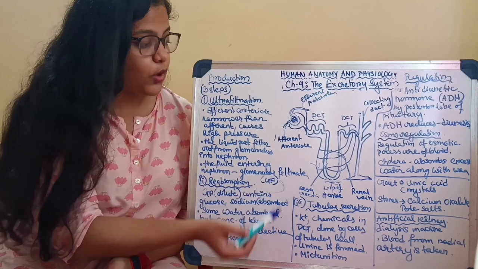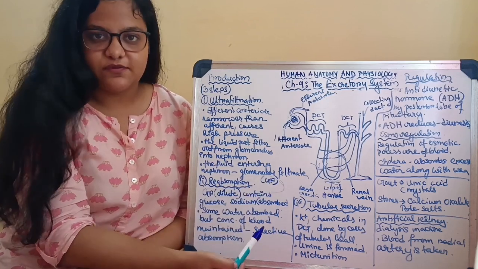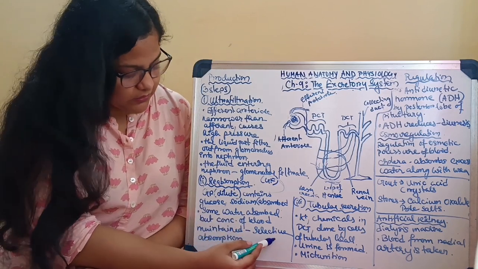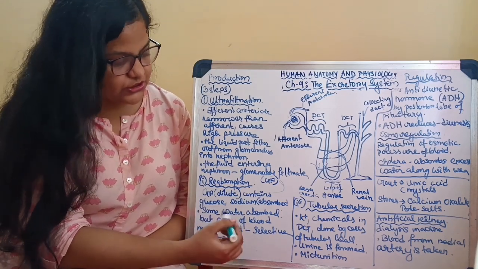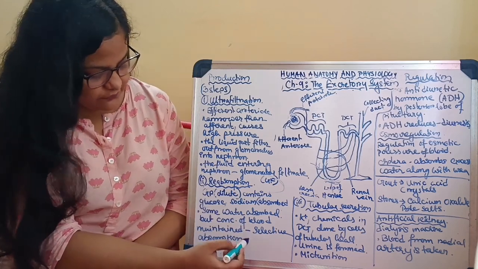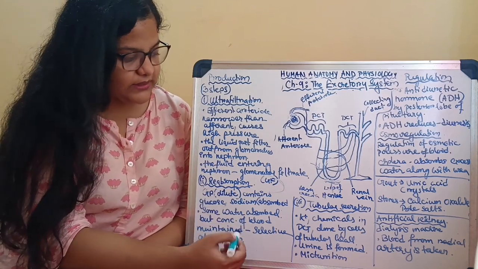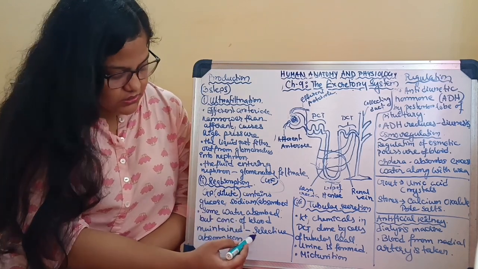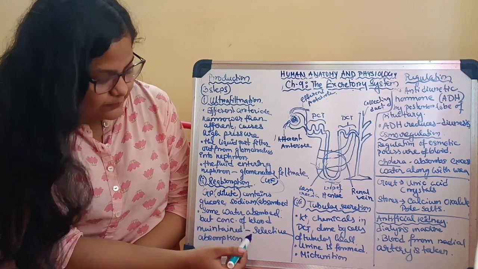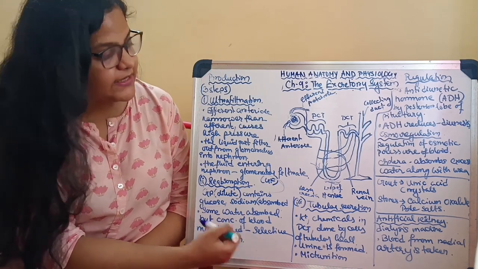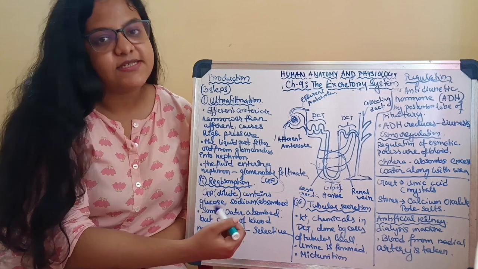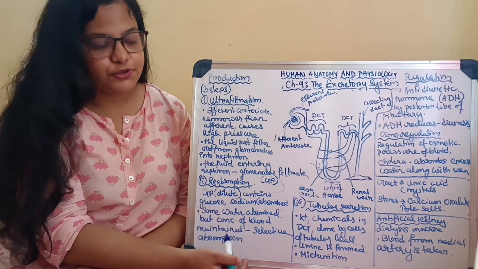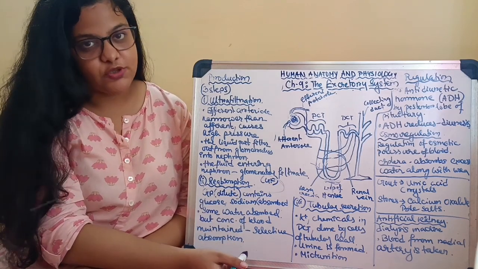Now you will ask, if water is absorbed, how will urine form? No, because all of the water is obviously not absorbed. Water is absorbed only as much as is needed. If more water is drained out, there will be less urine formation, which will lead to further complications. So water is absorbed only as much as is needed to maintain the blood concentration, right? Not more than that. This type of absorption is known as selective absorption, okay?